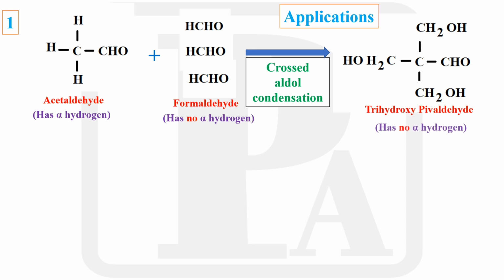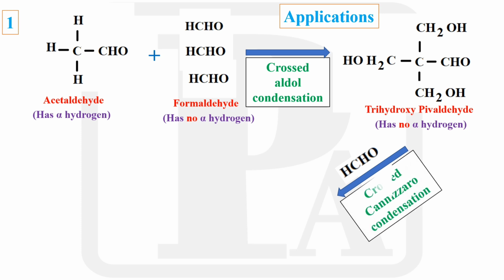Now this trihydroxypivaldehyde, that is not having alpha hydrogen atom, that has to react with the formaldehyde. So now we have two aldehydes, one is formaldehyde, another one is trihydroxypivaldehyde. Both are not having alpha hydrogen atom. That's why that has to undergo crossed Cannizzaro reaction. On crossed Cannizzaro reaction, one has to be oxidized and one aldehyde has to be reduced. So here formaldehyde is the lower aldehyde.